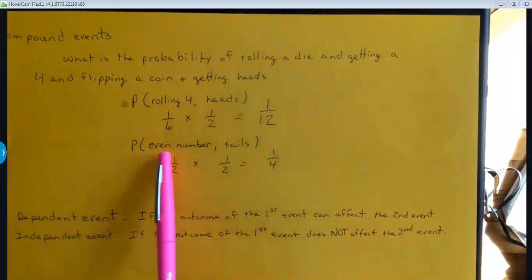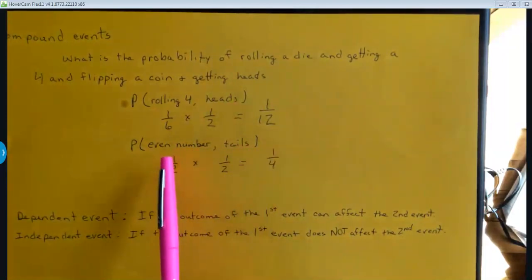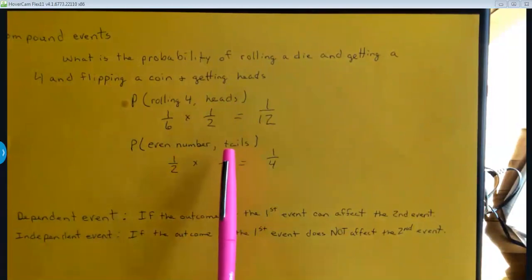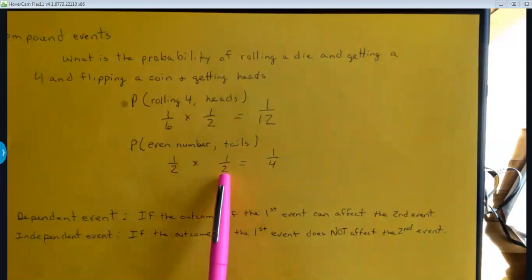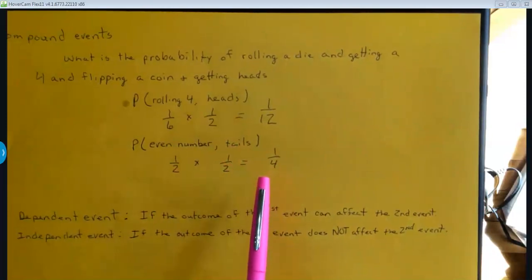And then the probability of getting an even number and tails: there are 3 out of 6 that are even, which is 1/2, times the probability of getting tails, which is 1/2. Multiply those together and you get 1/4.